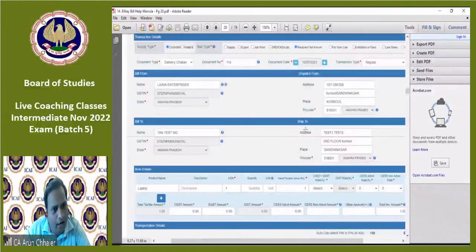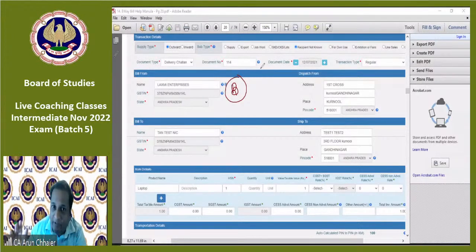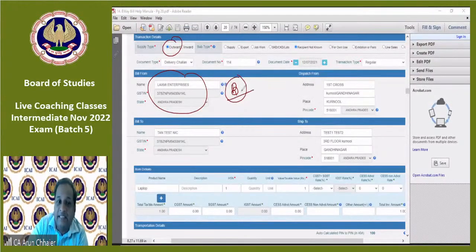Let's see how this e-way bill would be generated. Party B is raising the tax invoice to A. So suppose party B is generating this e-way bill. Once party B logs into the GST portal and clicks on outward, automatically B's GST number and B's address will come.